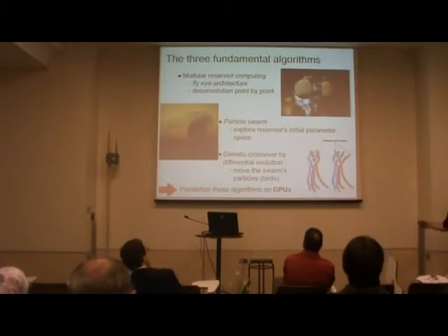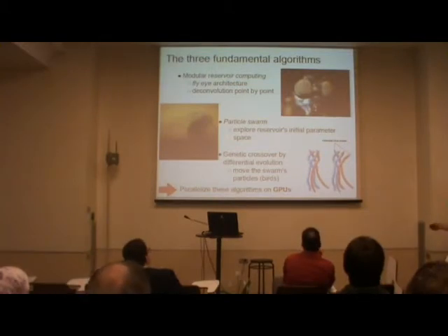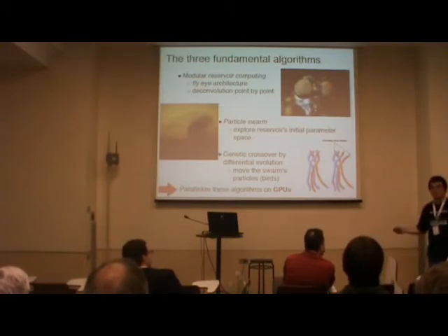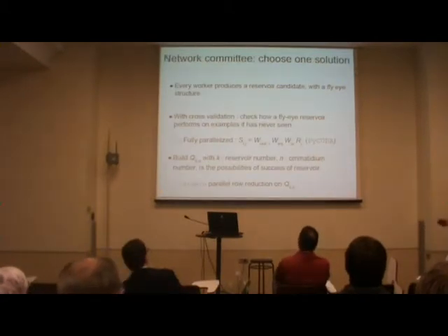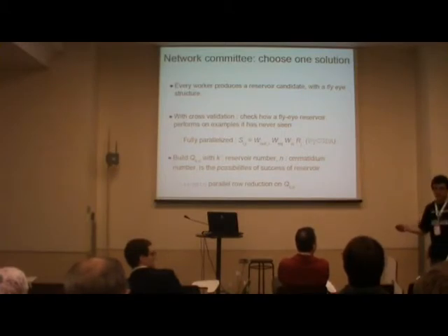So the three main algorithms we use are reservoir computing, or the iFly architecture; then particle swarm optimization; and then the genetic crossover to make the swarm move. How does the swarm move, and how does it mix up? How does it genetically mix up? Of course, these algorithms can only work if you parallelize them, and the workhorse today for parallelization is GPUs. Then, in the end, I will show you the software and the hardware architecture we use.